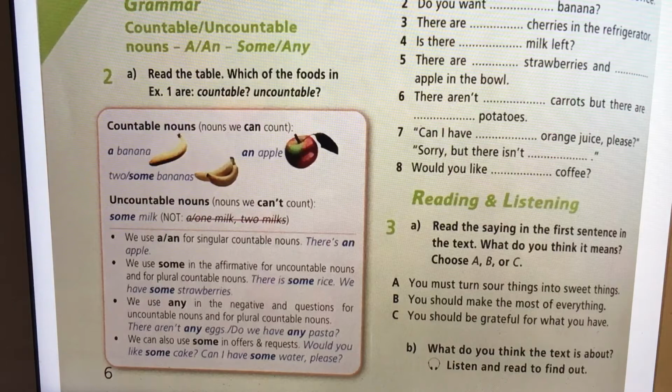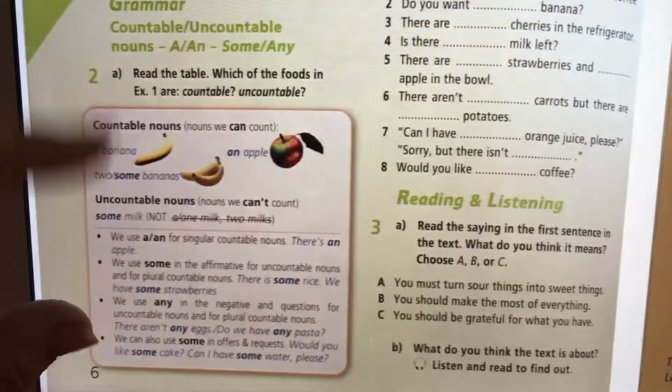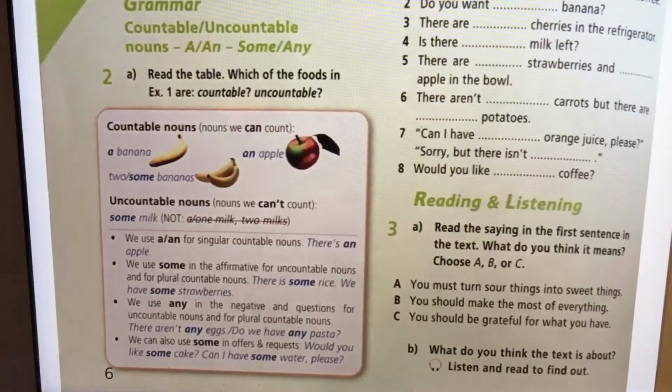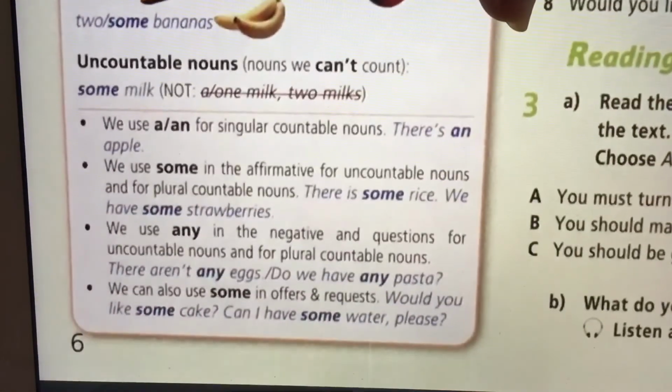Uncountable nouns: nouns we can't count. Some milk, not a milk or 1 milk or 2 milks. So this is something that we cannot count. And we have this part of the box. Oh, I want to make it bigger, but I cannot. Yes, I could.